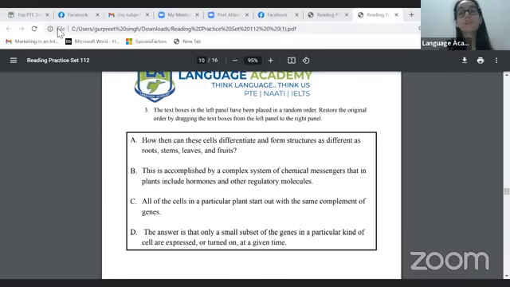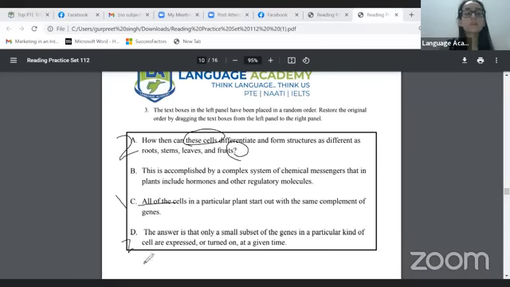It's fine. It's right. Finally. So the first sentence, the most general sentence out of the 4 given sentences: all of the cells in a particular plant start out with the same complement of genes. All the cells, the most general sentence. And then there's a question: how then can these cells, because we just talked about all the cells, how can these cells differentiate and form structures as different as roots, stems, leaves, and fruits?